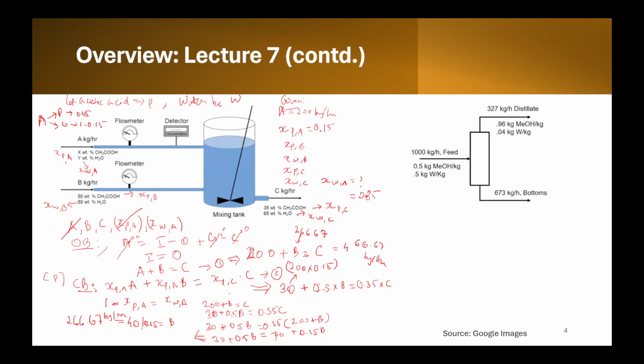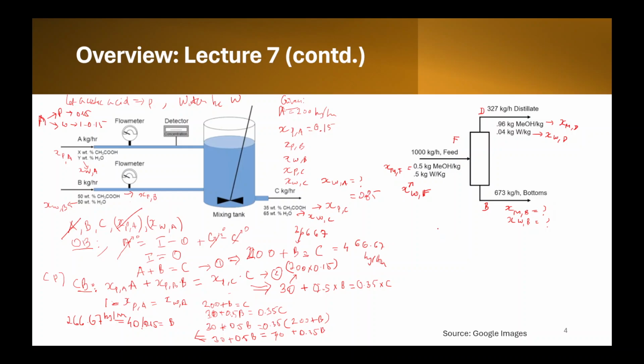Again, we'll firstly name these streams F, D, B, and these components' concentrations as X of M in F. This will be X of W in F. This will be X of M in D. This will be X of W in D. Now what we don't know is X of M in B, and X of W in B. So how to get that?